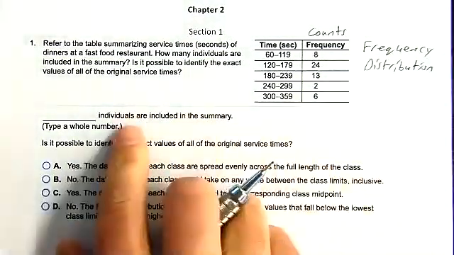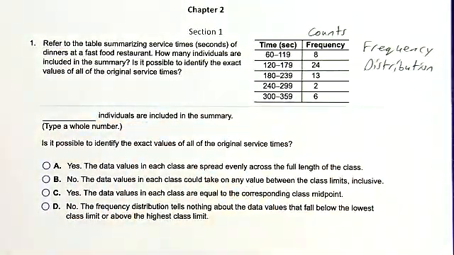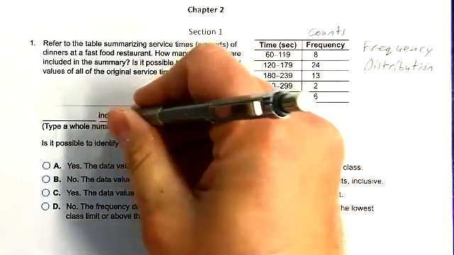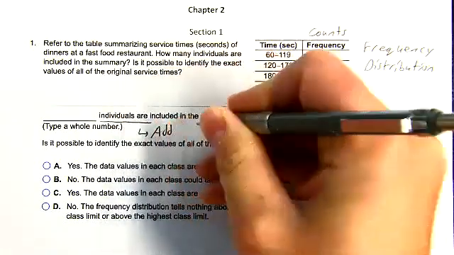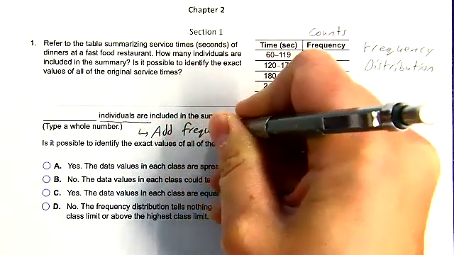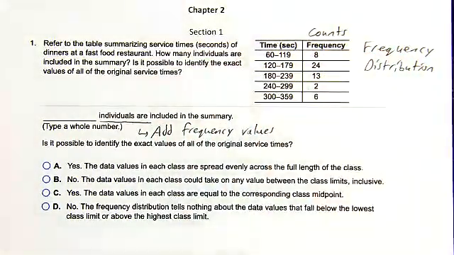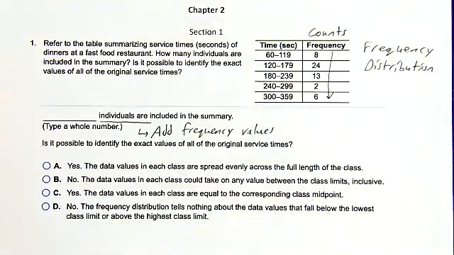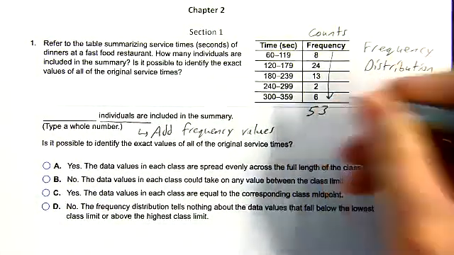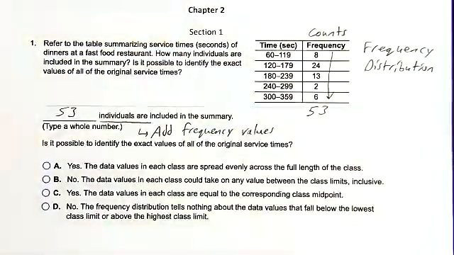Okay, so the first question is, how many individuals are included in the summary? If they're looking for the total number of individuals, you just add the frequency values. So you would just come in here and add these 5 numbers, and what you will get is 53. So there were 53 cars that they counted going through the drive-thru.